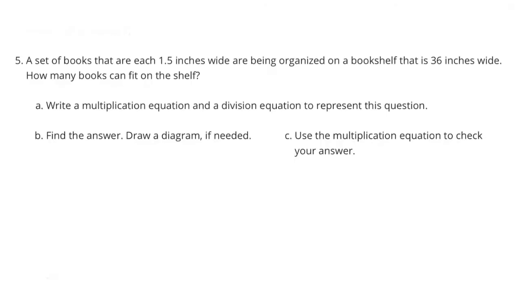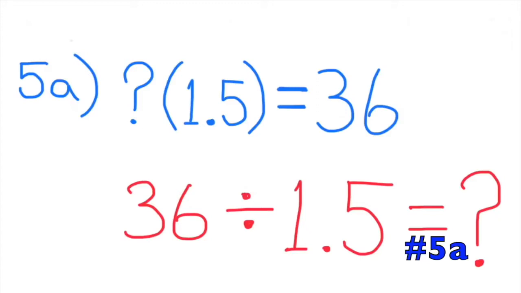Number 5. A set of books that are each 1 5/10 inches wide are being organized on a bookshelf that is 36 inches wide. How many books can fit on the shelf? A. Write a multiplication equation and a division equation to represent this question. What number times 1 5/10 equals 36, and 36 divided by 1 5/10 equals what number?